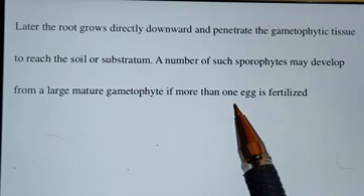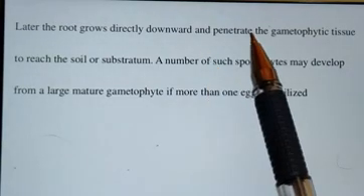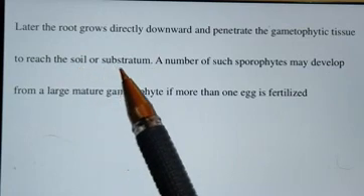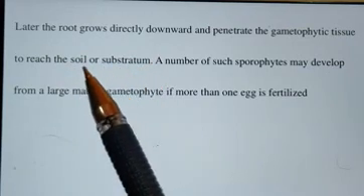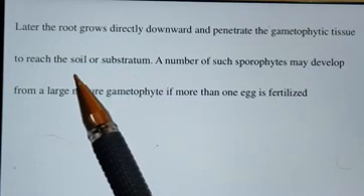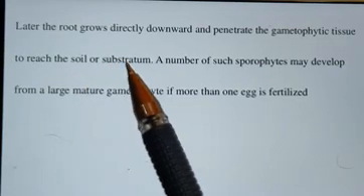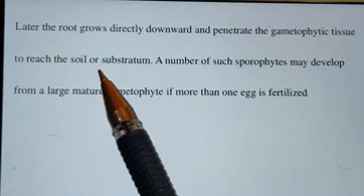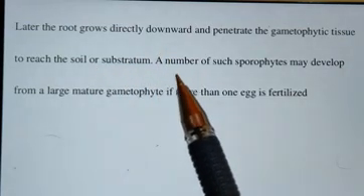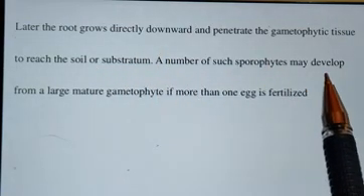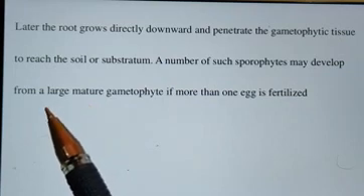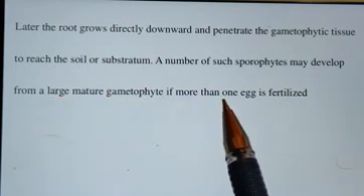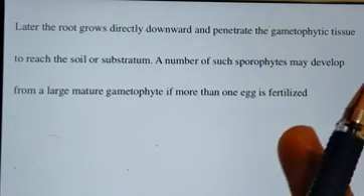Later, the root grows directly downward and penetrates the gametophytic tissue to reach the soil or substratum, which is the base where the gametophyte is attached. A number of such sporophytes may develop from a large mature gametophyte if more than one egg is fertilized.